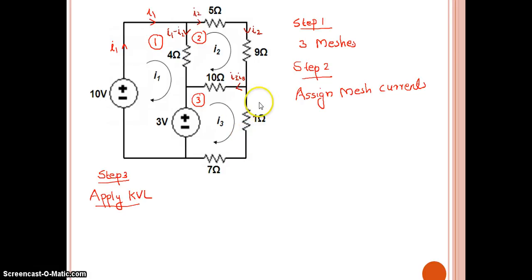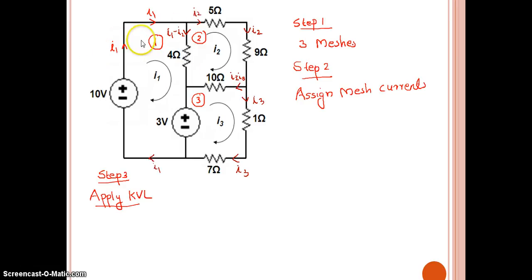Now see this branch, I3 alone is flowing downward, and this branch also I3 alone is flowing. This branch I don't want to consider the current because the voltage source is already given. Now what about this branch? If no elements are there, the branch current is the same as I1, like this. So I1 is flowing like this. So these are the current directions for each branch.